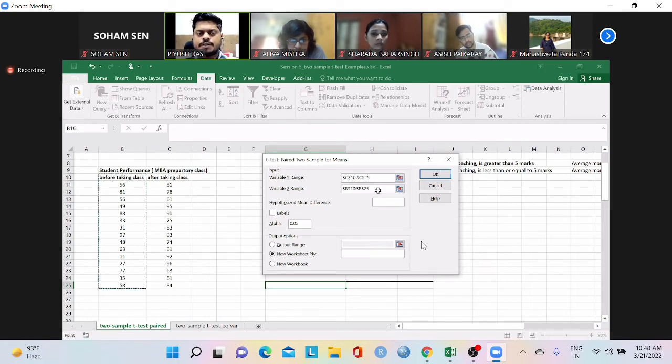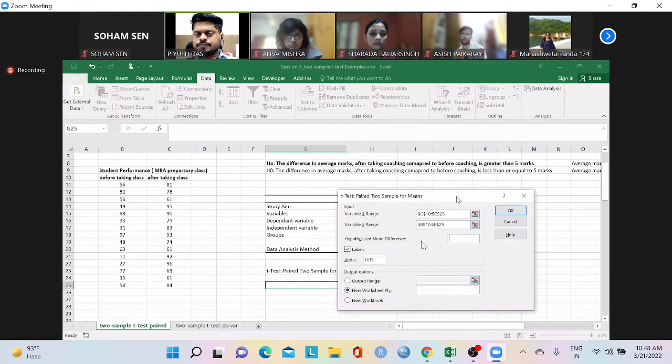Because I'm selecting the label, because I'm selecting this text, click on Labels, right? What does it mean? Once I select that label, the first row of the selected data will be considered as text data, otherwise it will show an error. Hypothesized mean difference. So what is this? Five. Yes, because that is what we want to prove, right?